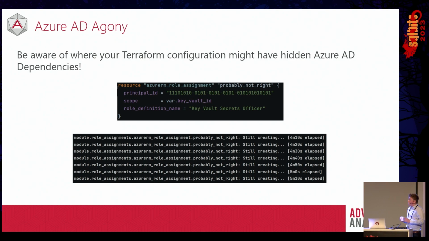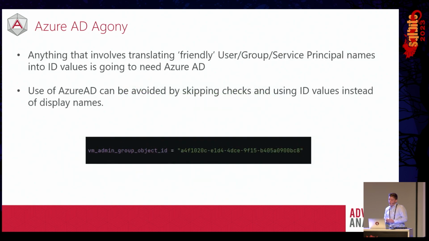And so even though I'm just working with Azure resources and I don't have anything in there that specifically says RBAC, I've still got an Azure AD dependency. So anything that involves translating friendly user names, group names, service principal names into their object ID values is going to need Azure AD somewhere. And you can try to skip that. So with the previous example, I can say skip checking it, and it'll work. But then I end up with this. I end up with hard-coded GUIDs everywhere in my Terraform configuration.